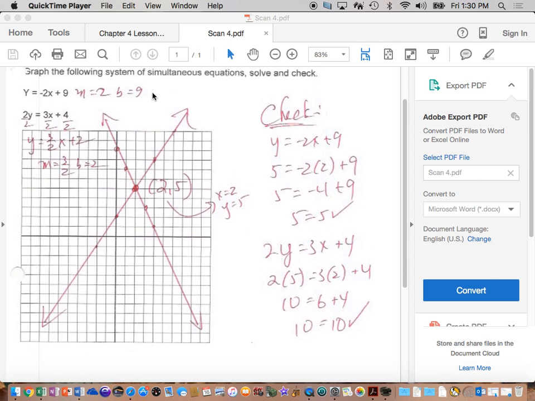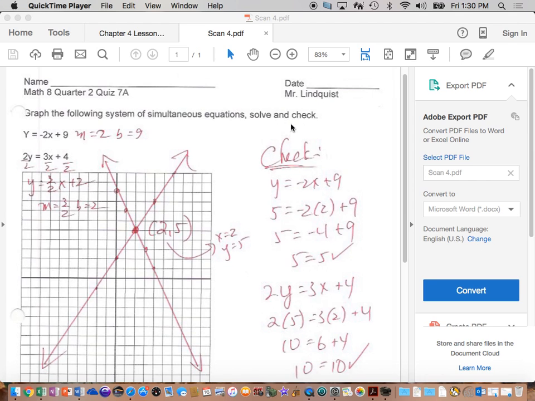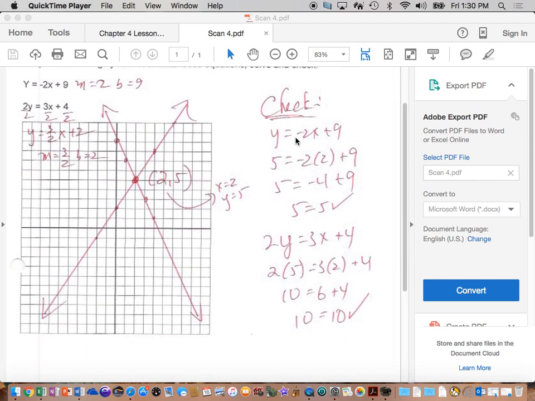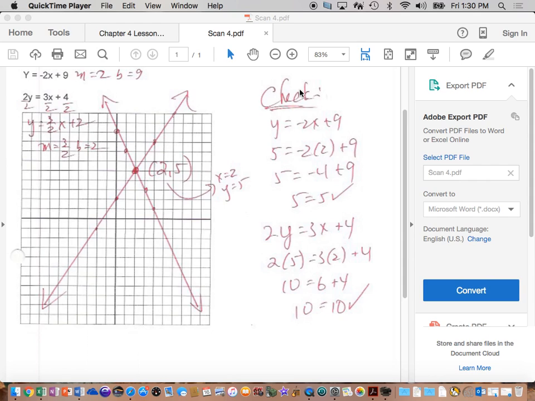But if you look at the directions, what are the last 2 words? And check. So I have to come over here and write my check. I write the first equation. I plug in. Remember, any point is always x, y. So the x is 2, the y is 5. So instead of y, I put 5. Instead of x, I put 2.